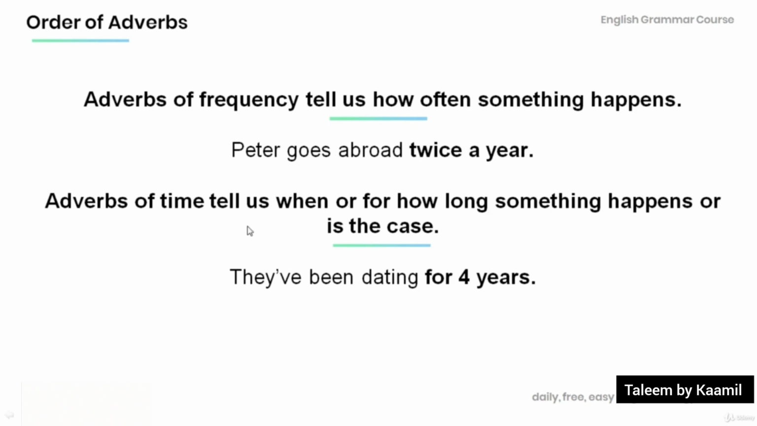And adverbs of time tell us when or for how long something happens or is the case. Have a look at the example over here. They've been dating for 4 years.